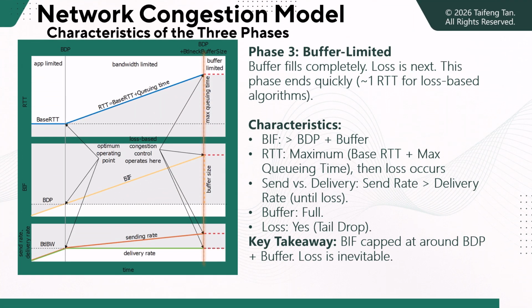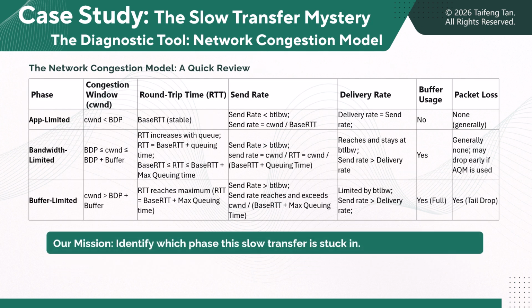Third, buffer limited. Here, bytes in flight exceeds the total capacity of the pipe plus its buffer. RTT hits its maximum, it peaks, and then packets start getting dropped. That's the sign you've overflowed the bottleneck buffer. So, our mission is clear. We're going to find out which of these 3 phases this slow transfer is stuck in.